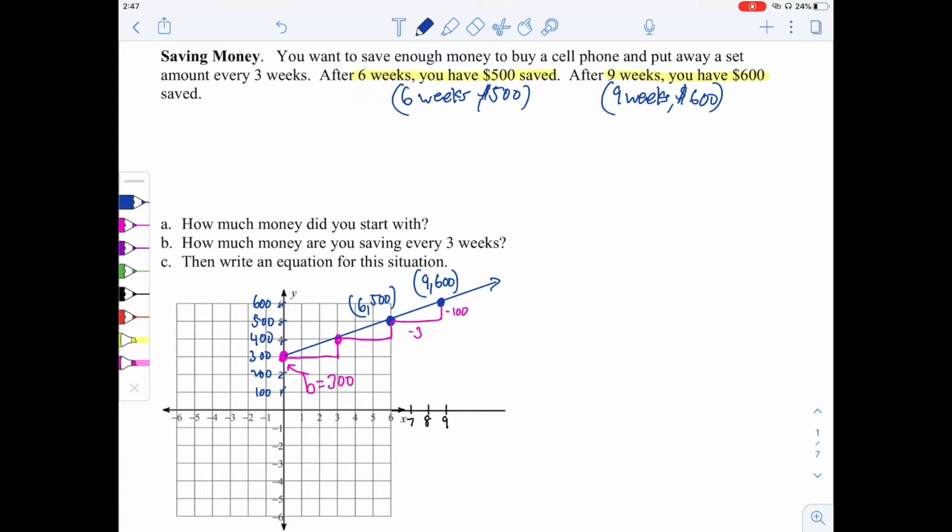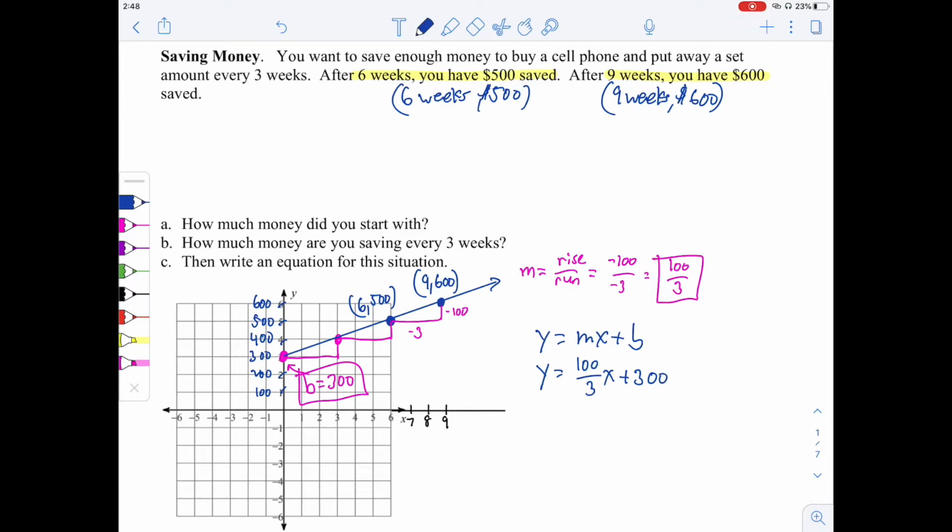So we know the b is 300, and then we know the slope, which is rise over run. So rise, we went negative 100 over negative 3, and you just put 100 over 3. So that is our slope. We're given the y-intercept and a slope, so we write our equation, y equals mx plus b. So y equals our slope, 100 over 3, x, and we start at 300.